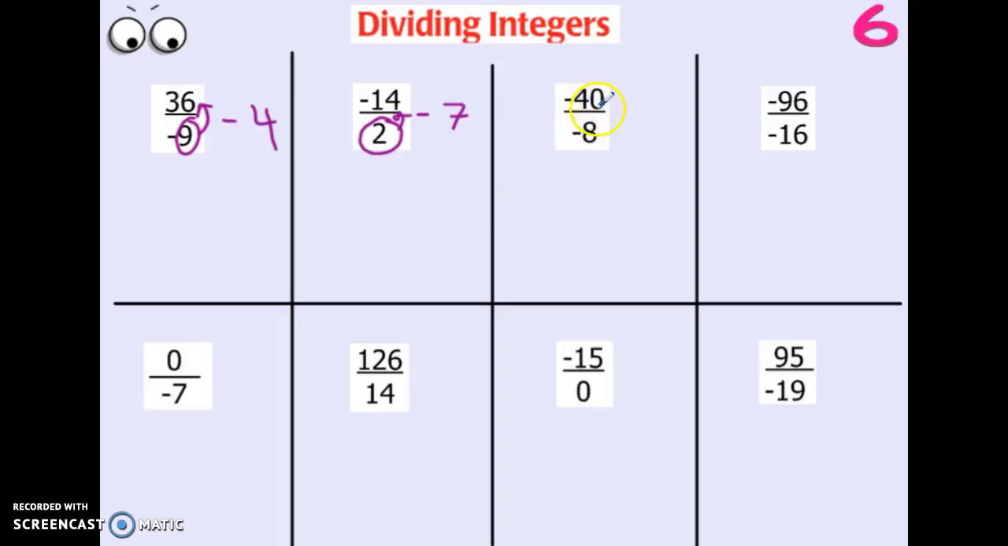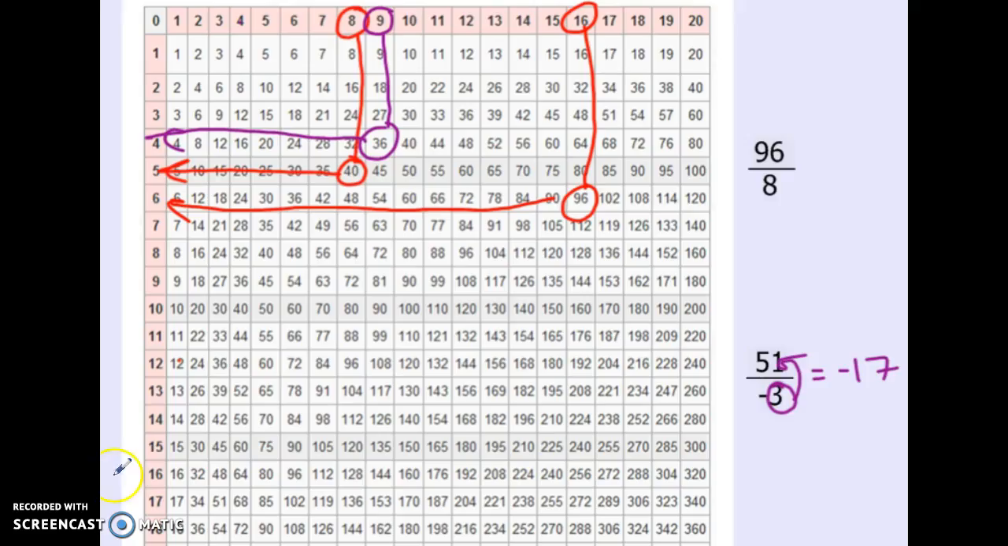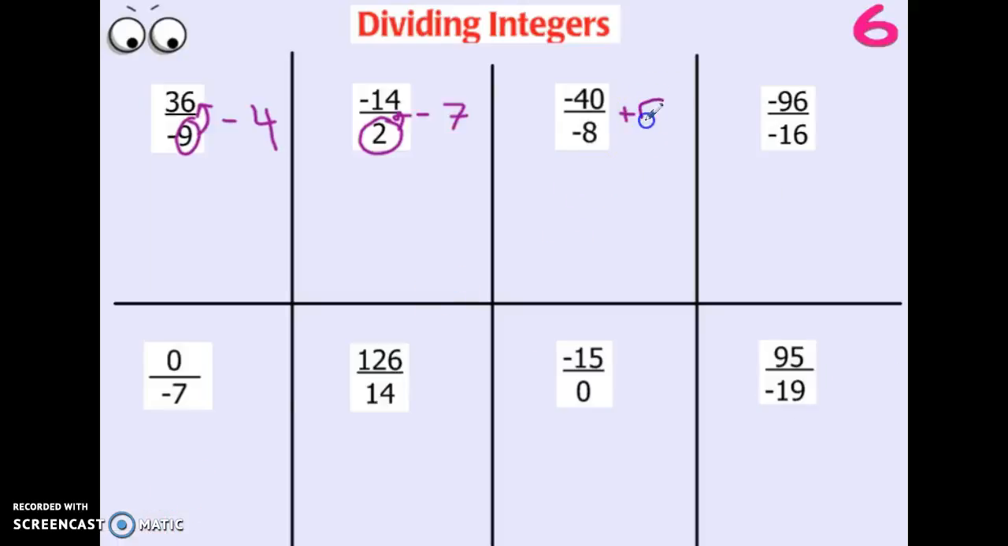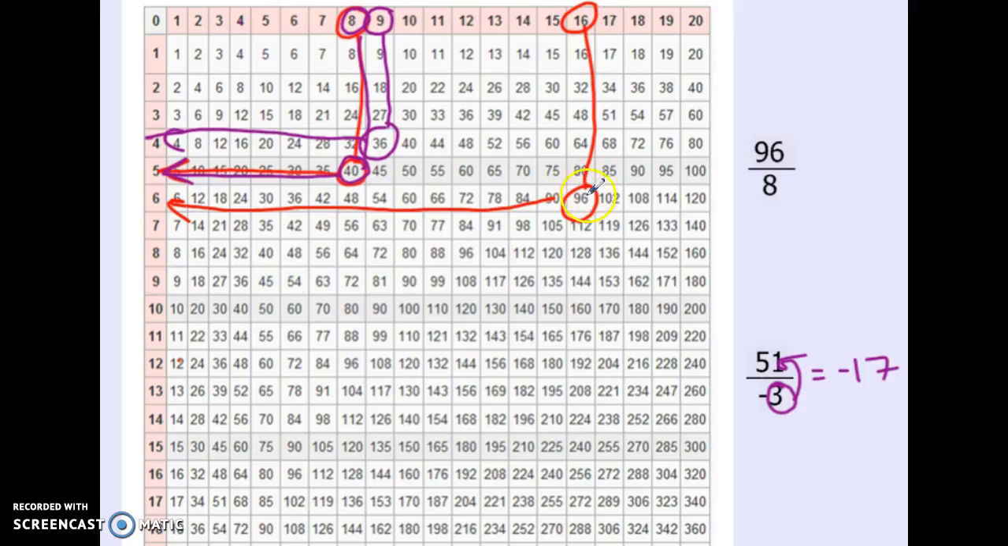This one, these get along. Our answer is going to be positive. They're both grumpy. So find 8, follow it to 40. Right there, our answer is 5. So a positive 5. And then find 16, follow it to 96. Again, both grumpy, so they get along. Our answer is positive. So 16, I already did this one here. Follow to 96. Our answer is 6.